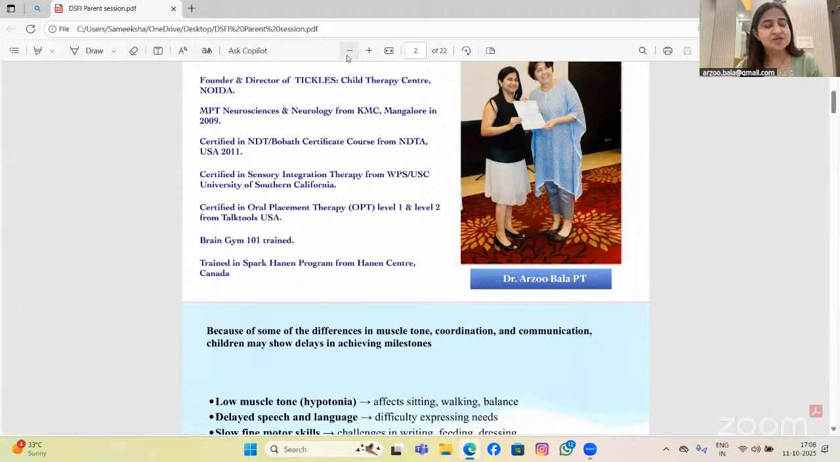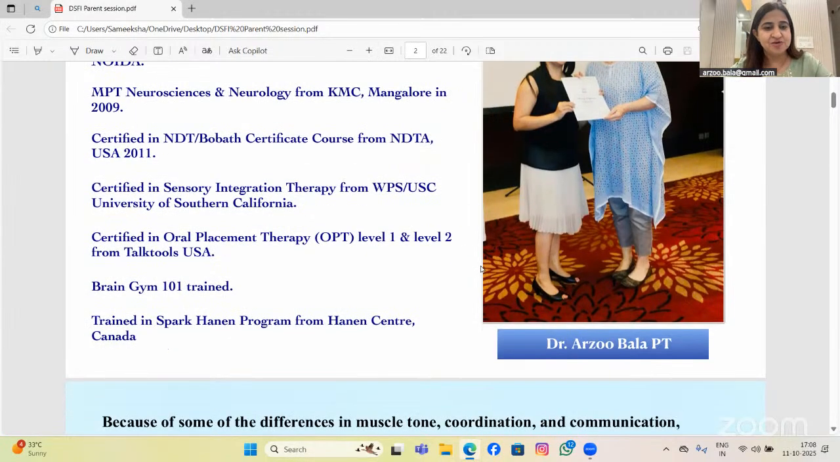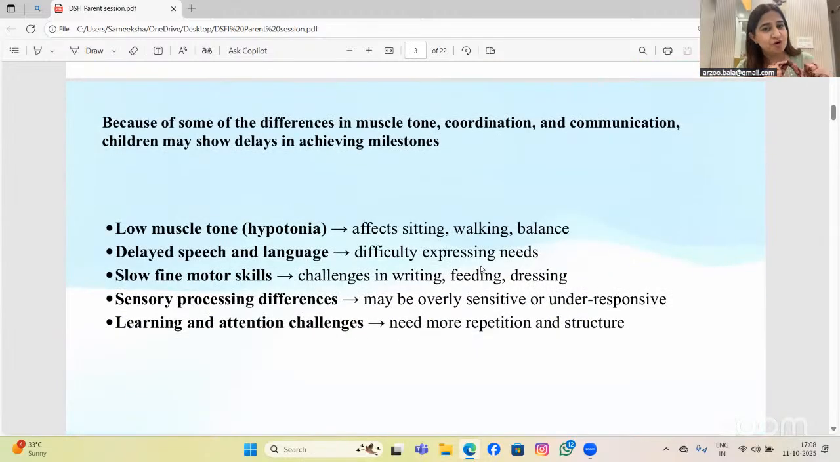When we talk about Down syndrome, our children are beautiful and amazing, but at the same time there are some differences in development. We say development is going to be delayed, but why? There could be differences in muscle tone, coordination, and communication, which could be the reason the child takes a little longer to achieve milestones. They are going to achieve them, but the journey is going to be a little slower.